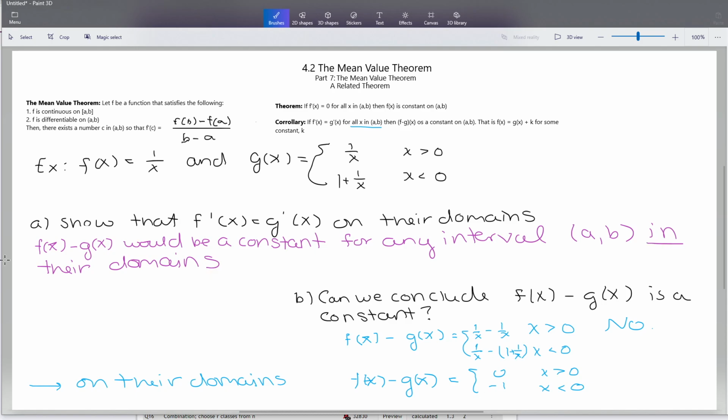So the answer is that f of x minus g of x would be a constant for any interval in their domain. Their domain does not include 0. So the difference between them is a constant for any interval that does not include 0.